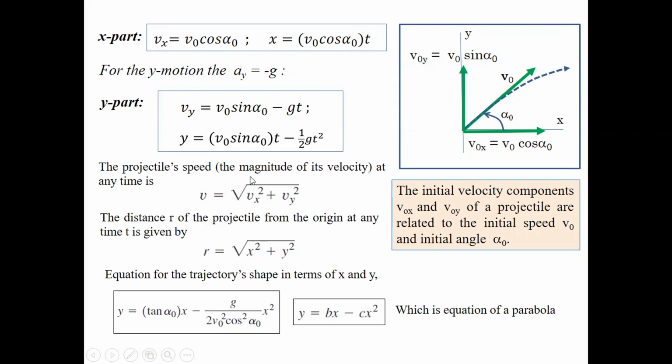The projectile speed, or the magnitude of the velocity at any time, is given by the square root of vx square plus vy square, and the distance is the square root of x square plus y square.